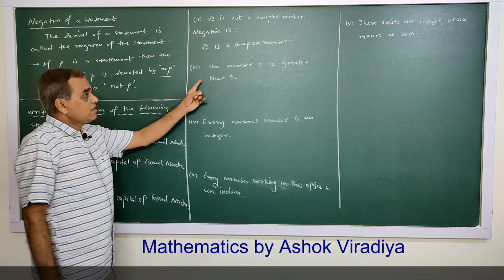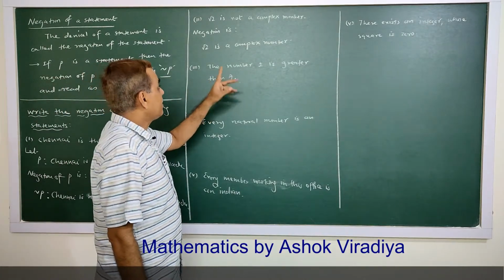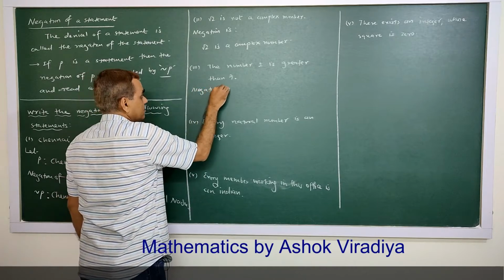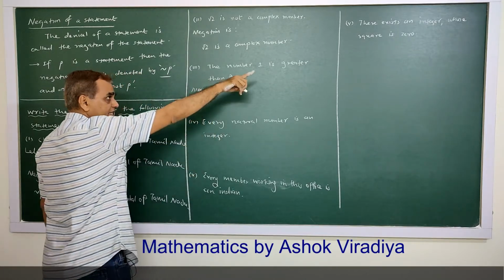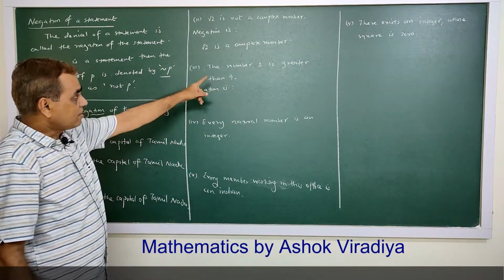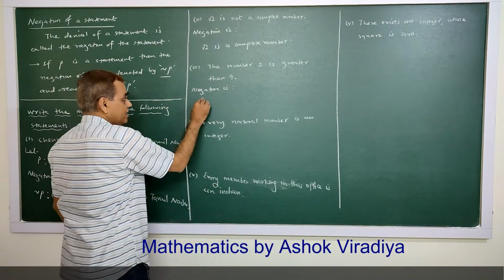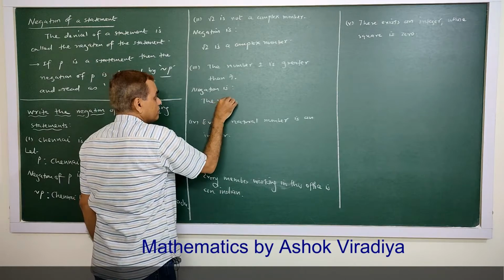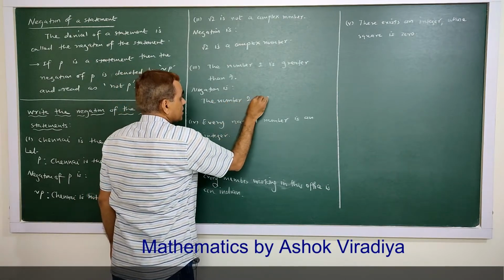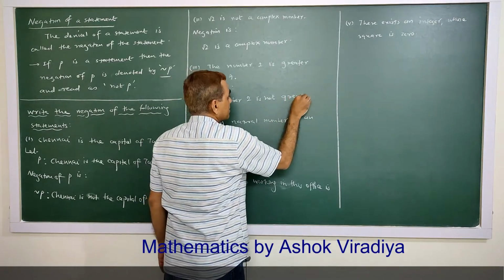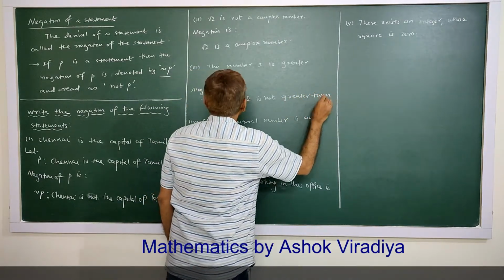Next one, the number 2 is greater than 7. Its negation is to deny this statement. The number 2 is not greater than 7.